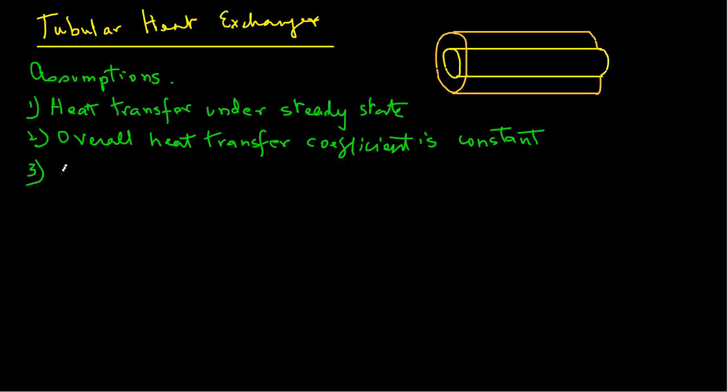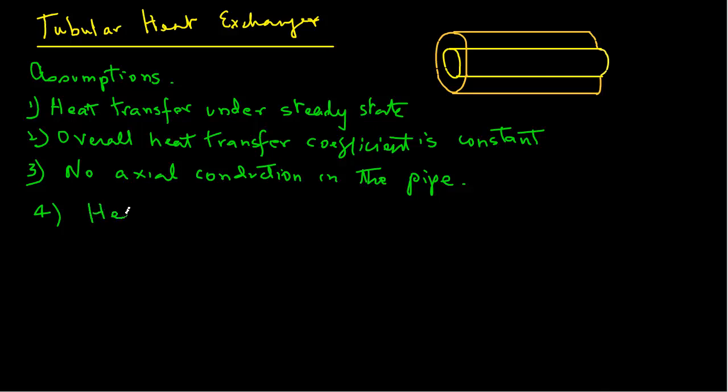3. We will assume that there is no axial conduction of heat in the metal pipe. In other words, heat transfers only in the radial direction in the pipe, not in the axial direction. And that the heat exchanger is well insulated so that we don't have any exchange of heat with the surrounding air or any other fluid that may be present.